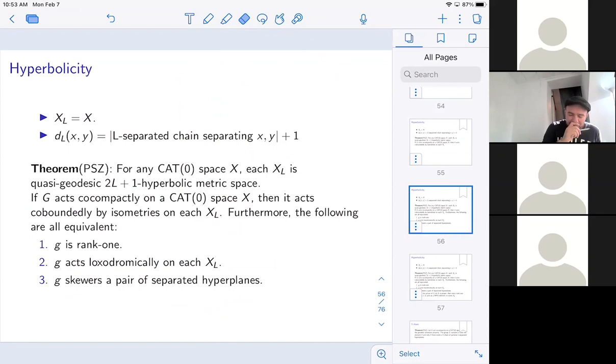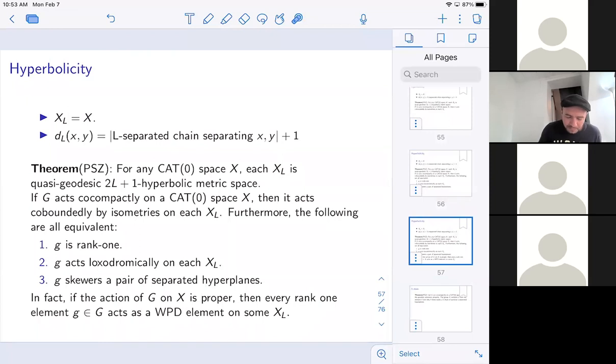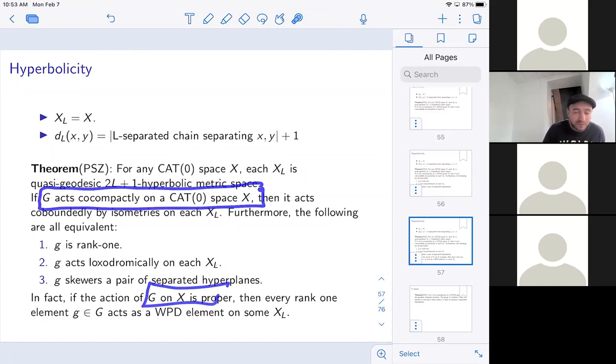So the point is we build some hyperbolic spaces where your CAT(0) group acts isometrically and co-boundedly if the original action was co-bounded. And the elements that have positive translation distance on these XLs are precisely the rank 1 elements in the group. And if the action on X was proper, so here I only assumed co-compact, but if it was also proper, then every rank 1 element G acts as a WPD element on some XL.